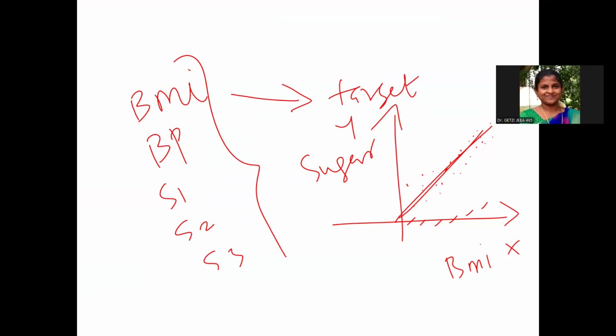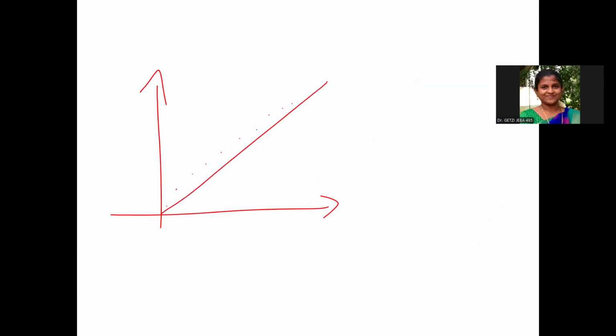And the third one is called polynomial. Why do we have to go for polynomial? Most of the time, when the points are like this, they do not fit a straight line. In that case, a polynomial curve will try to fit the points so that you get the proper prediction. So in that case, you will go for polynomial regression.